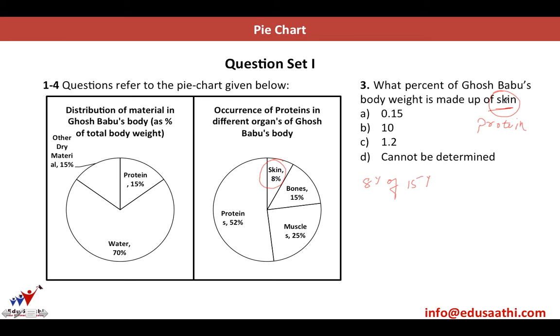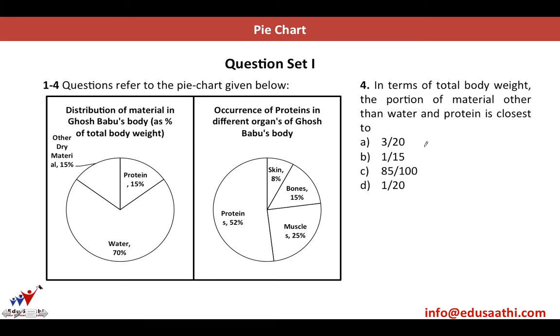But here in the question we have asked only about the skin. So the answer here is cannot be determined. Had it been skin protein, then the answer would have been 8% of 15%. Let's look at the last question in the set.